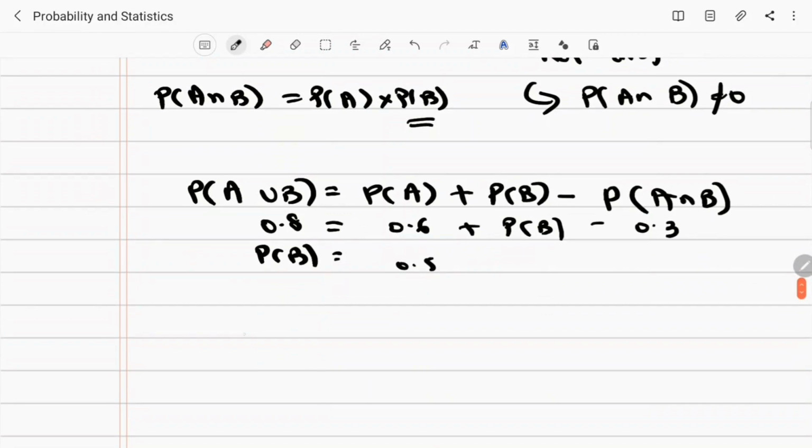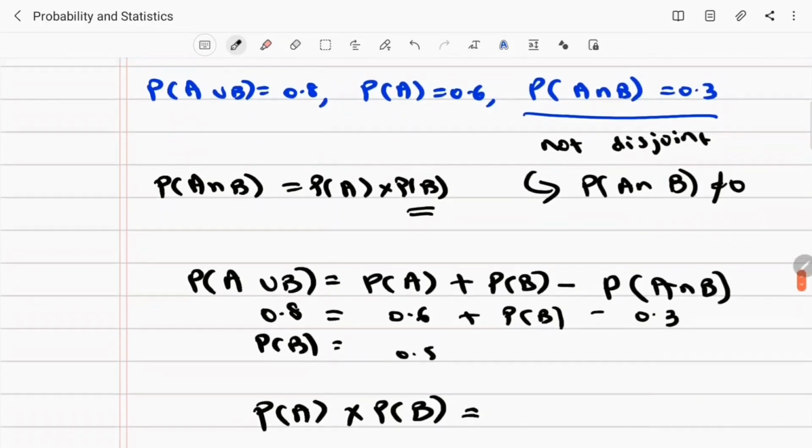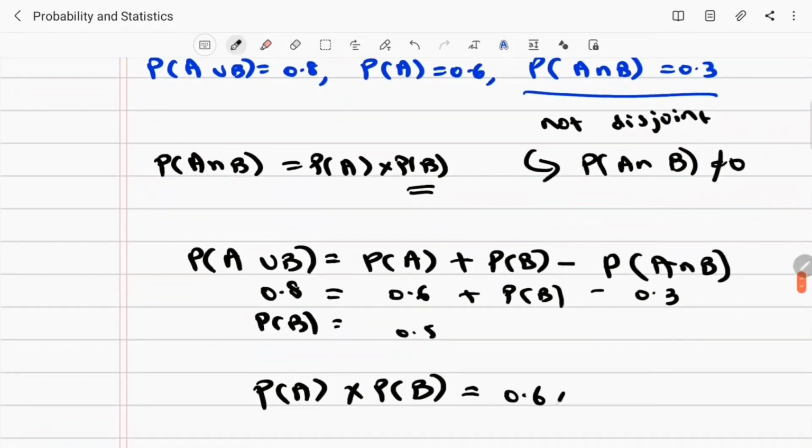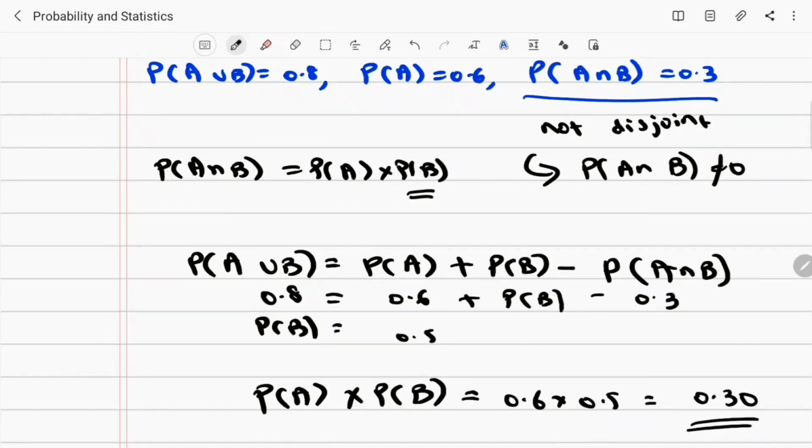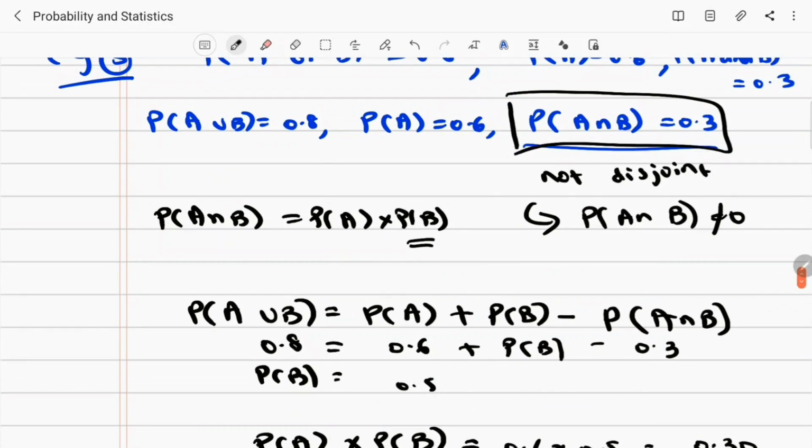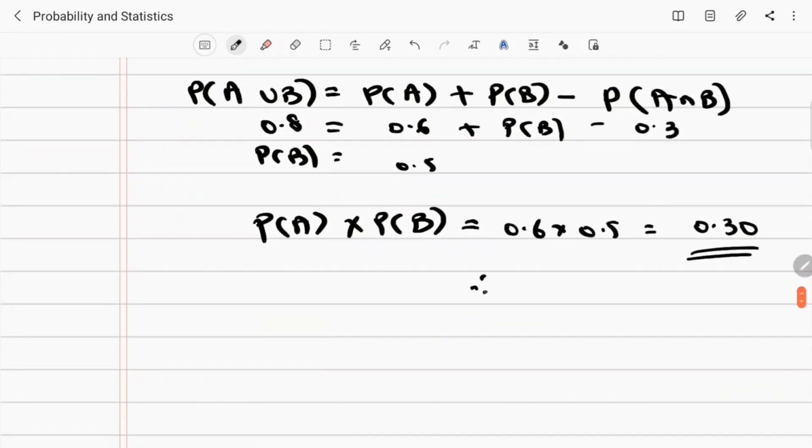Then let's multiply and see. Probability of A times probability of B, so probability of A was 0.6 times 0.5. This gives us 0.30. And is it the same as given in the question? Yes. Therefore, we will say that A and B are independent. They would be independent events because the product gave us the intersection.